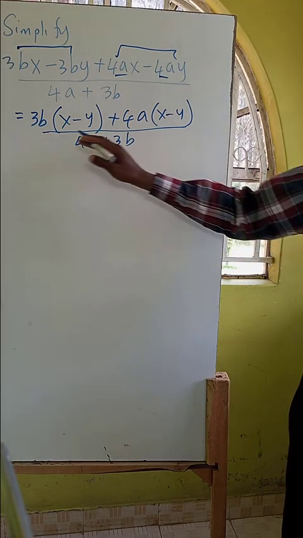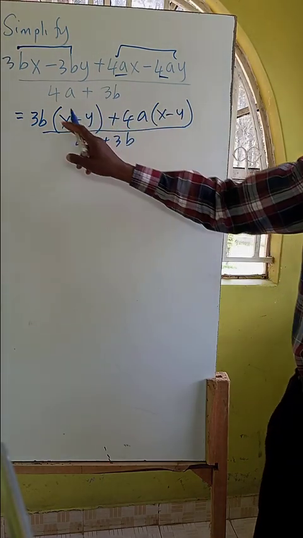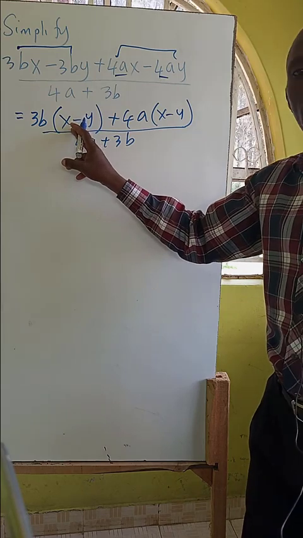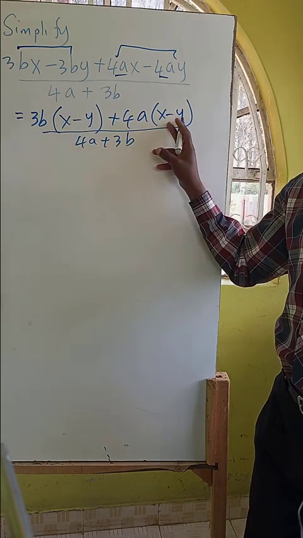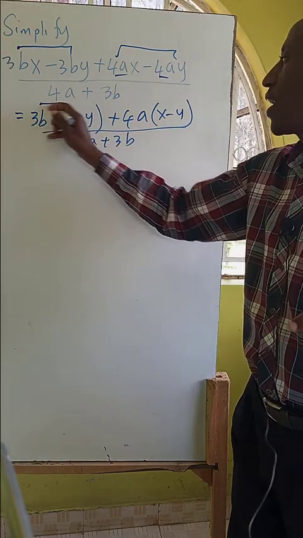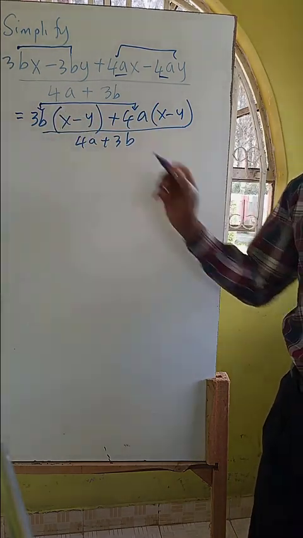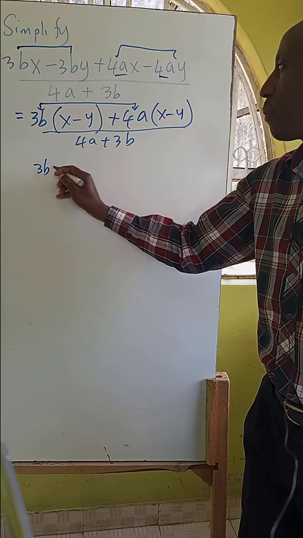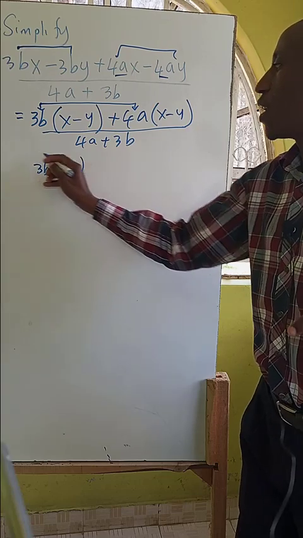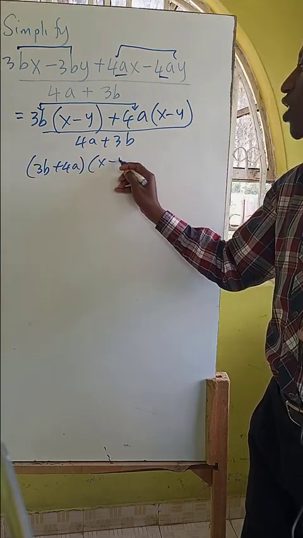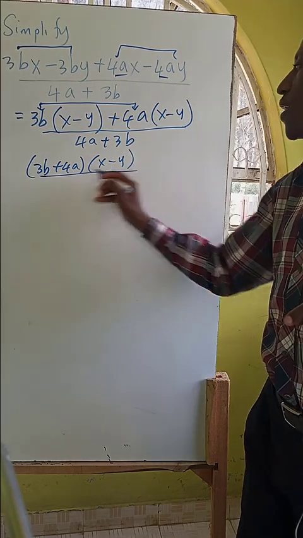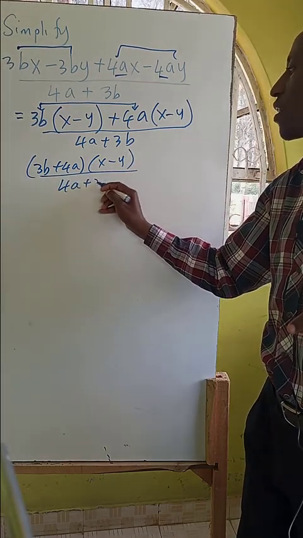Once more, we look at this. This is a common factor in both expressions. So we combine 3b and 4a. We get 3b plus 4a into brackets x minus y all over 4a plus 3b.